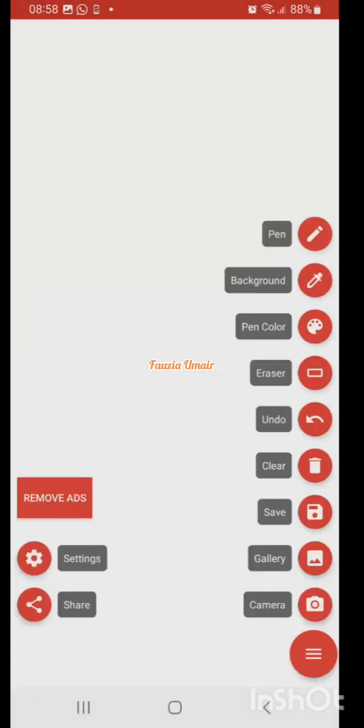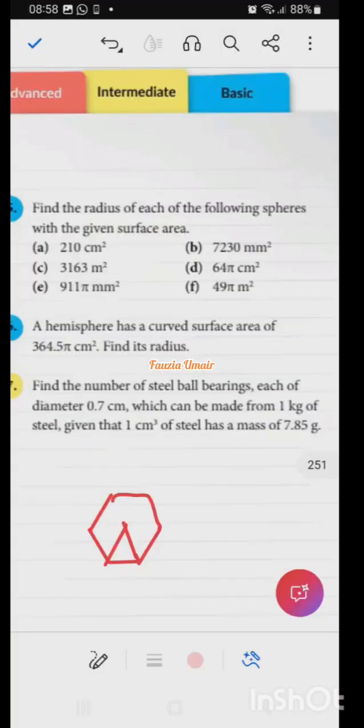So now moving on to question number 6. This is the question. Now we need to be very careful of the statement also. A hemisphere has a curved surface area of 364.5 pi. Find its radius. We need to be careful what formula we need to use, because as I told you at the start of the class, there are 3 formulas of surface area. Which 3 formulas are we having?